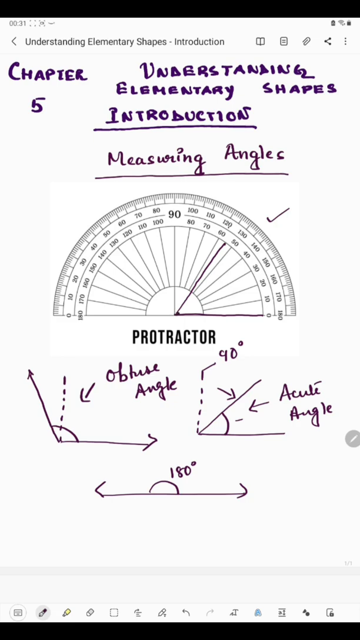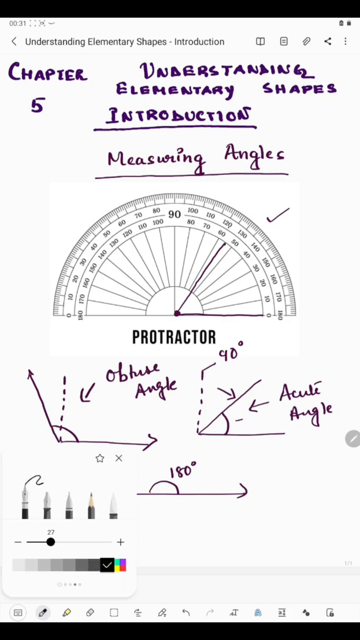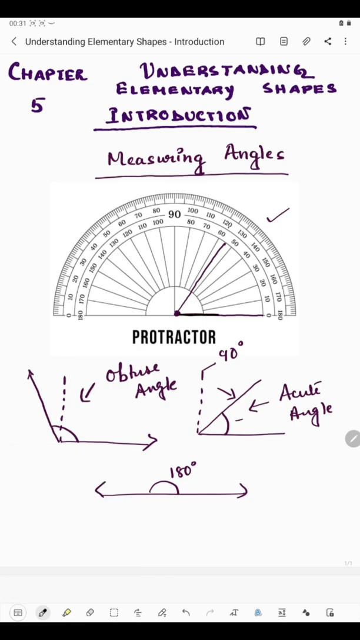We will have to place the center of the protector at the vertex of the angle. So this is the vertex, and here only we will have to place the protector. Next step is the baseline of the protector. This is the baseline, and it should be matched with one of the arms of the angle.